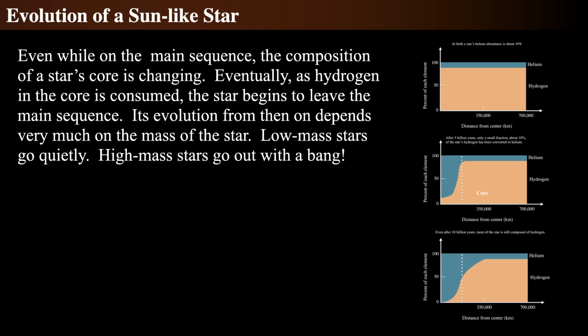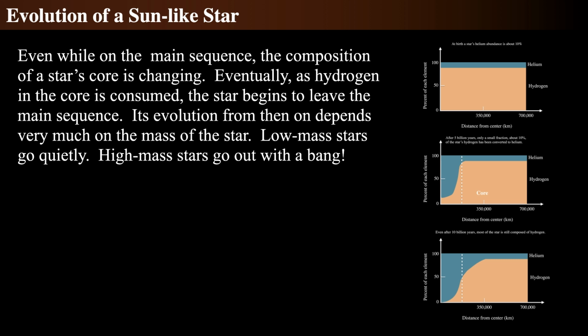and all of the hydrogen will be gone in the core. There will be literally no hydrogen in the core. But the helium will then be layered on top, and that little nugget will be extraordinarily large at 10 billion years. But even still, after 10 billion years, most of the star is made out of hydrogen.